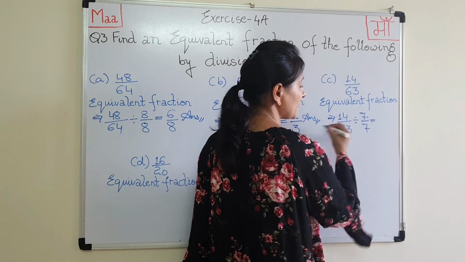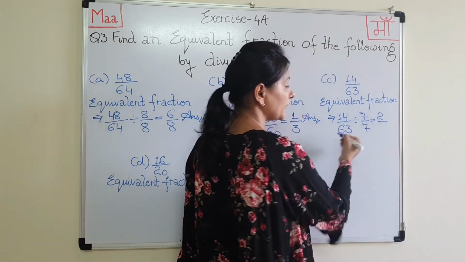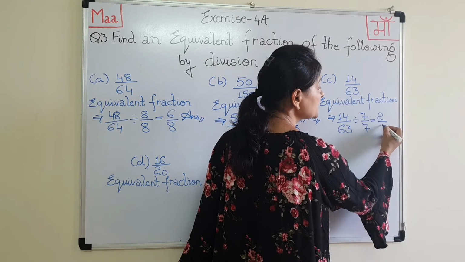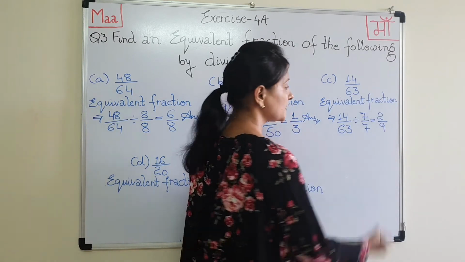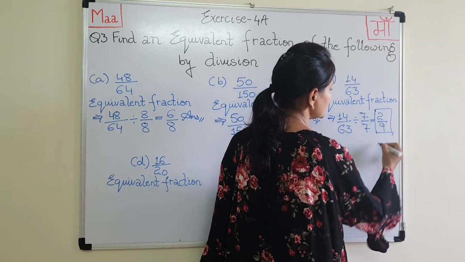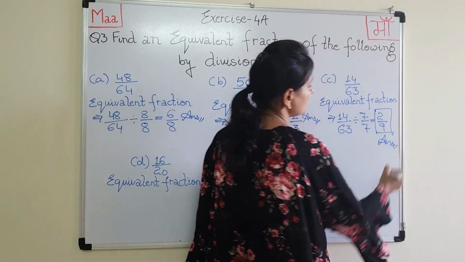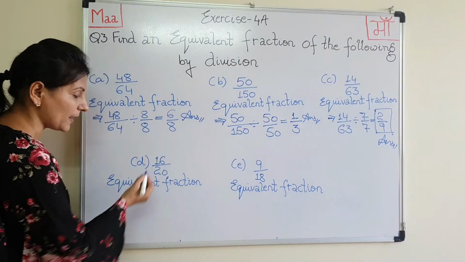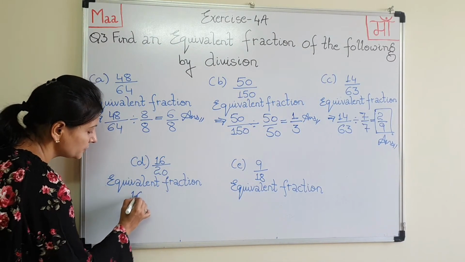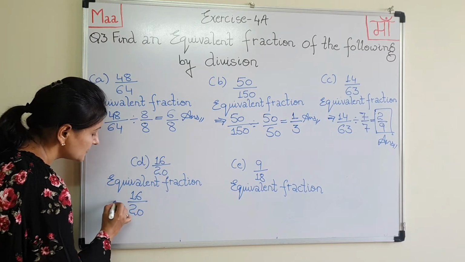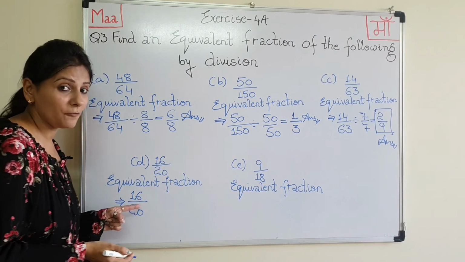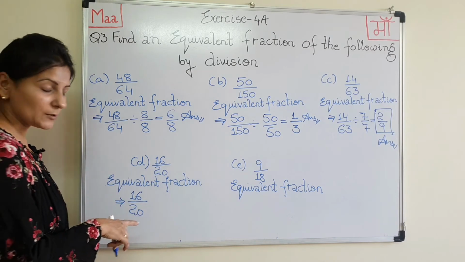So in the table of 7, 14 comes 2 times, and in the table of 7, 63 comes how many times? Yes, it comes 9 times. So 2 upon 9 is the answer of C part. Let's move on to D part. It's 16 upon 20. So yes, 16 and 20 comes in the table of 2. It also comes in the table of 4.